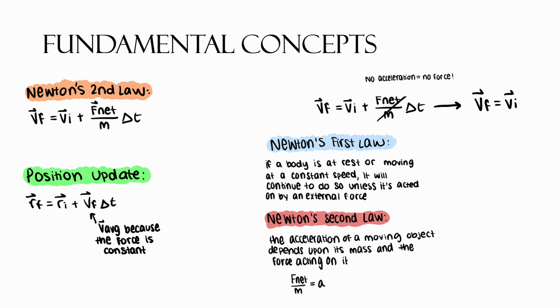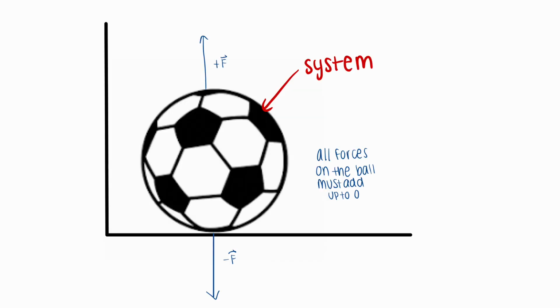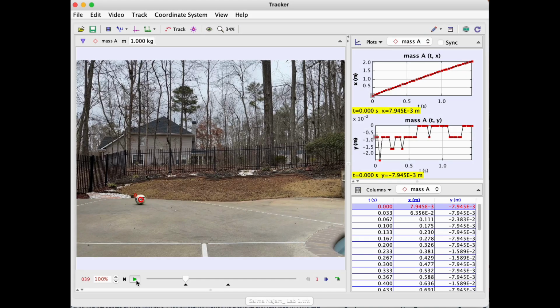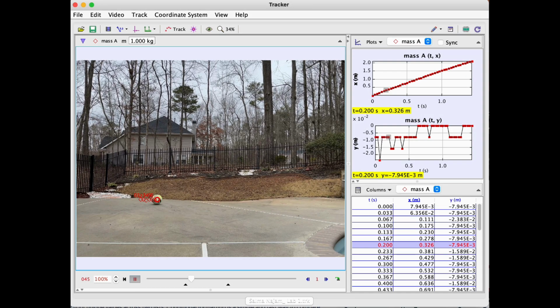We need to use the position update formula, which states that the final position is equal to the initial position plus the average velocity over time, since the force is constant. For this experiment, I rolled a soccer ball on the pavement. The soccer ball would be the system and everything around it would be the surroundings, such as the gravitational force and the friction. I then uploaded the video of the soccer ball rolling to Tracker.